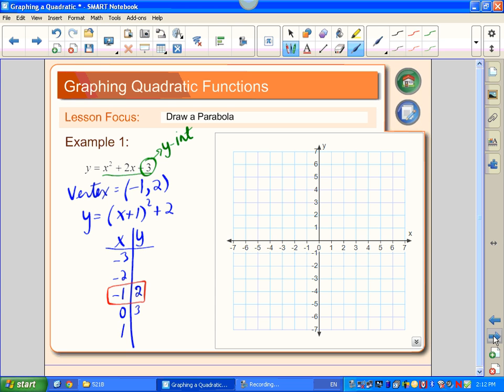I put a 1 into this equation. 1 plus 1 squared, so that's 2 squared, which is 4. 4 plus 2 is 6. I don't have to do the other calculations because of symmetry. I know this is 3 and this is 6. So we can plot these points. So negative 1, 2, 0, 3, negative 2, 3, negative 3. Oh, I missed something. Sorry. 1, 6. And there's our parabola.